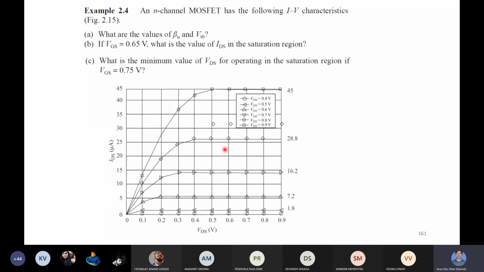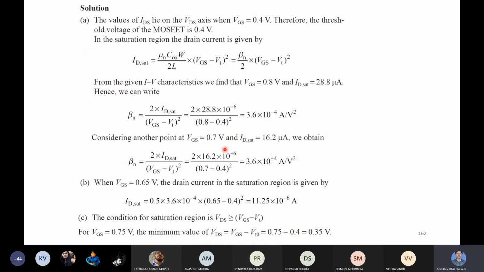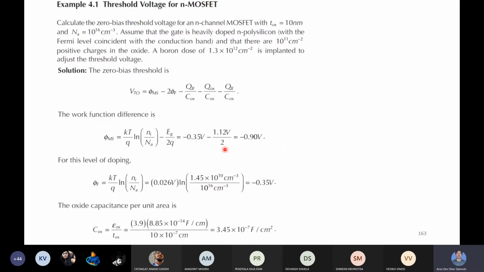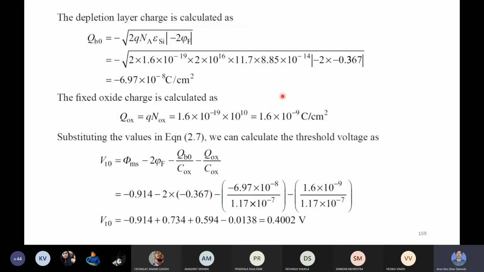Next I'm moving on. Many other examples of this type of equation are there for ID versus VGS, but I'm leaving those. Let us come to threshold voltage calculation, a more practical problem. Current calculation I'm leaving, many more examples are there, but coming to a new variety of problem. Let us calculate the threshold voltage of a MOSFET in which threshold voltage adjustment is also done. When threshold voltage adjustment is done, some changes happen.